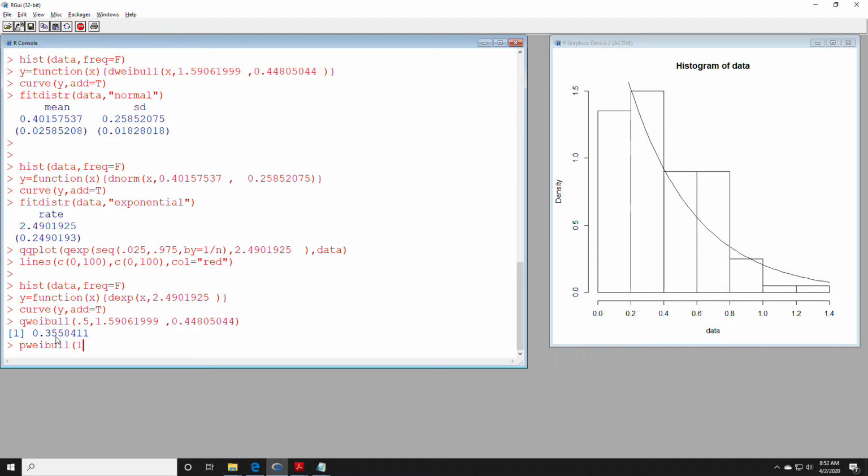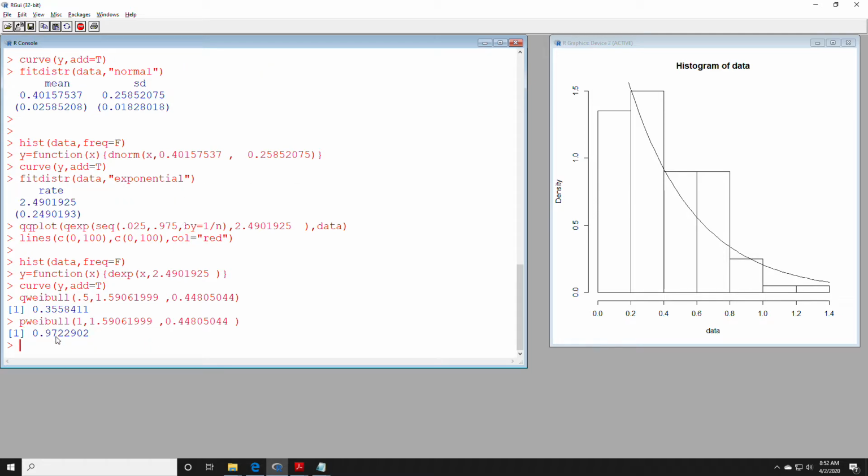pweibull of 1, right? The probability that the Weibull distribution is less than 1, which is the time until a bridge cable needs to be replaced, less than 1. And that's 97% chance, right? So there's a very, very high chance that a bridge cable needs to be replaced before the first year. So in that budget meeting, it's probably likely that you would suggest that you do in fact need to allocate some of the budget to replacing a bridge cable, right?